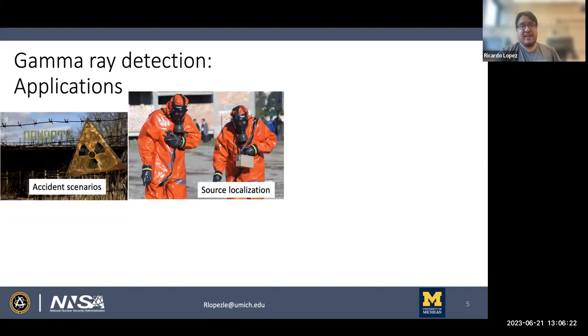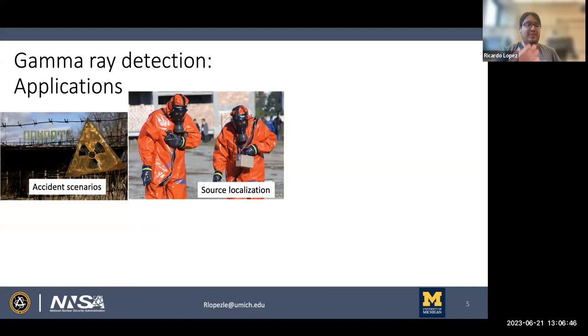Another one, which is actually very closely linked to the accident scenario, would be source localization. Now, localizing a source in general is very important for a lot of different fields. The most straightforward one would be, say, in a search and rescue scenario where a source has gone missing and has to be located very quickly.